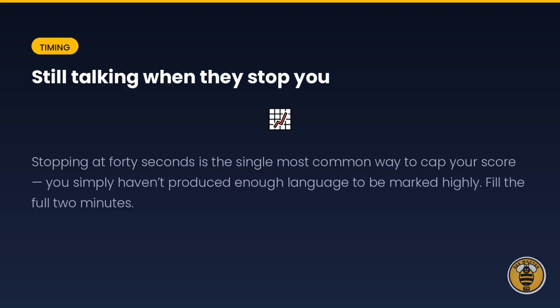The timing matters more than most candidates realize. 1 minute to plan, 1 to 2 minutes to speak. If you stop at 40 seconds, you have not shown the examiner enough language to award a high band. Aim to still be talking when the examiner stops you.